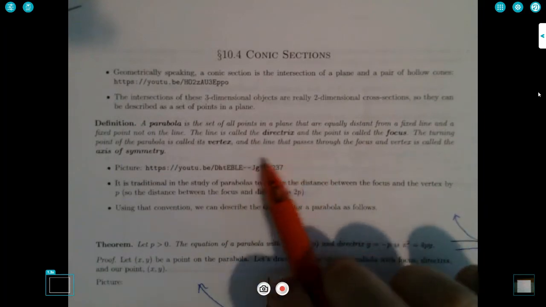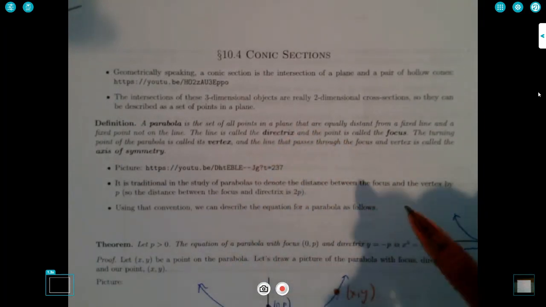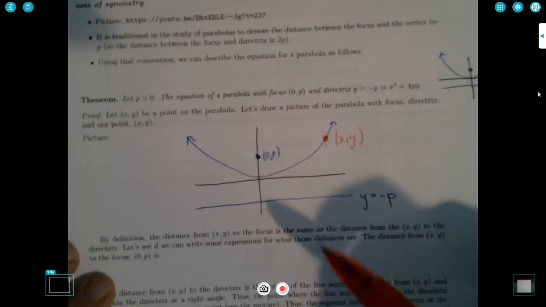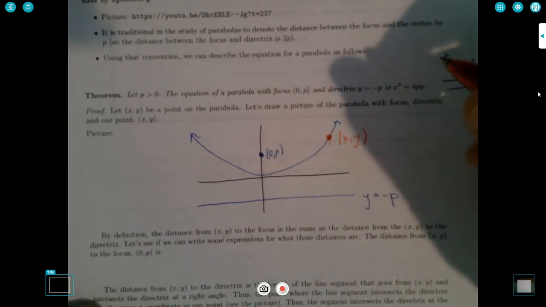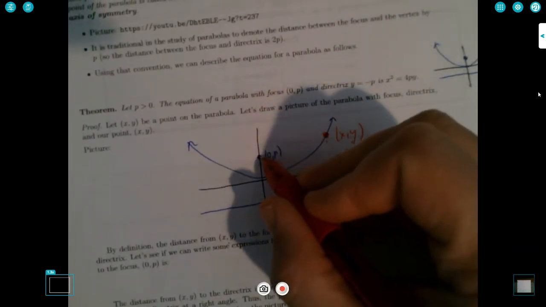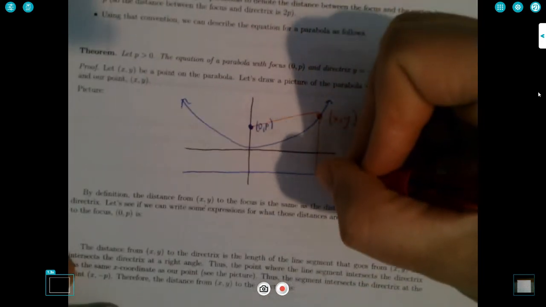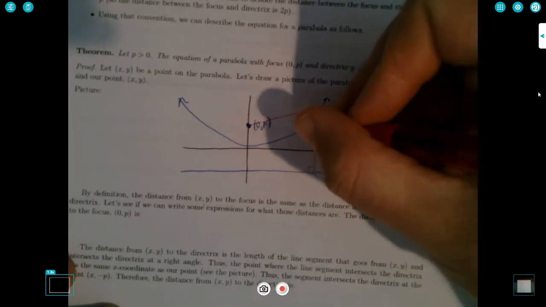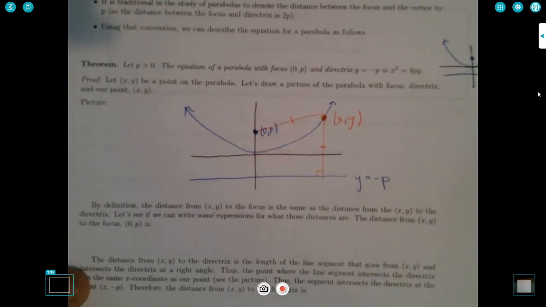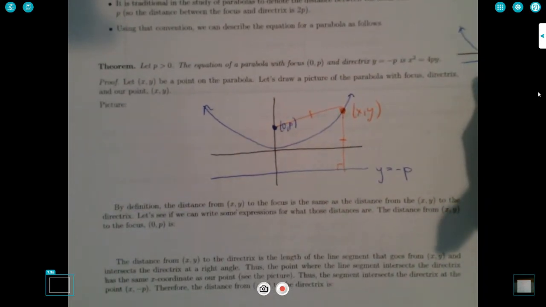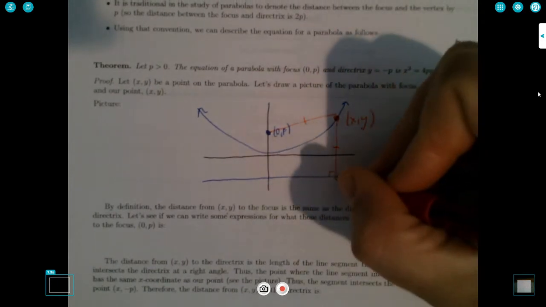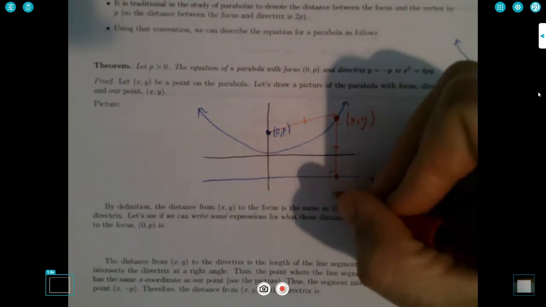Sorry, up here, right? It's the set of points equally distanced from a directrix and a focus. So, and I may not have drawn this very well, but that means that this segment and this segment have to be equal length. By the way, this would have to be the point x, negative p.